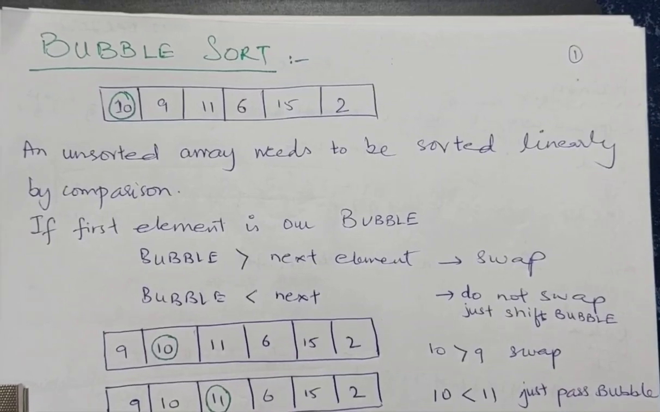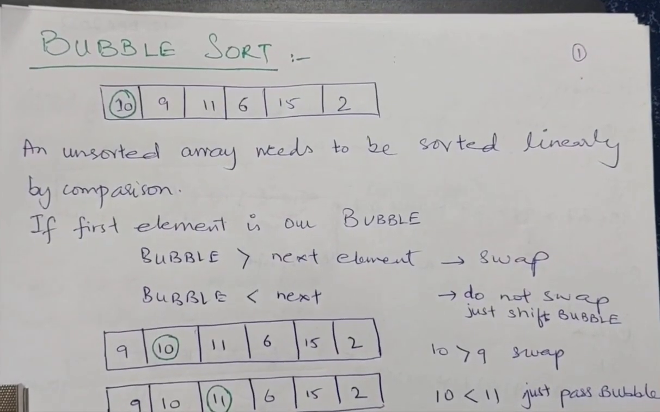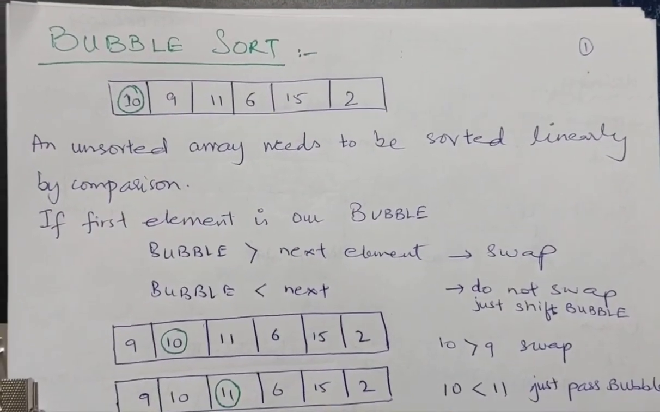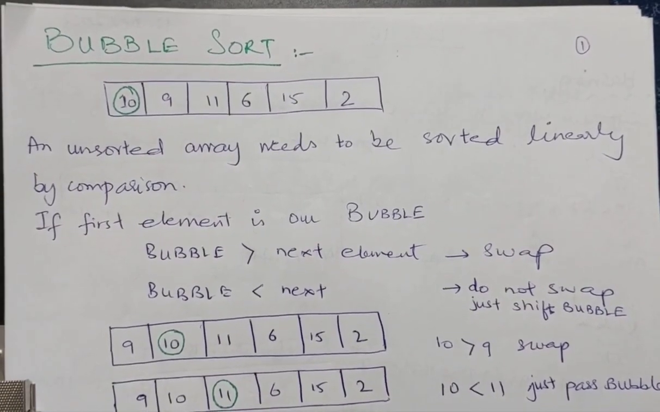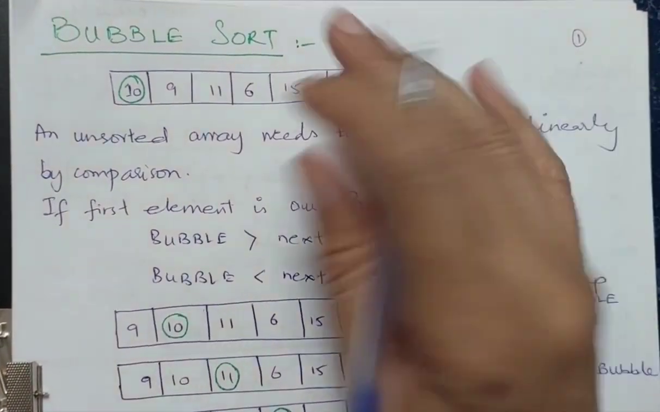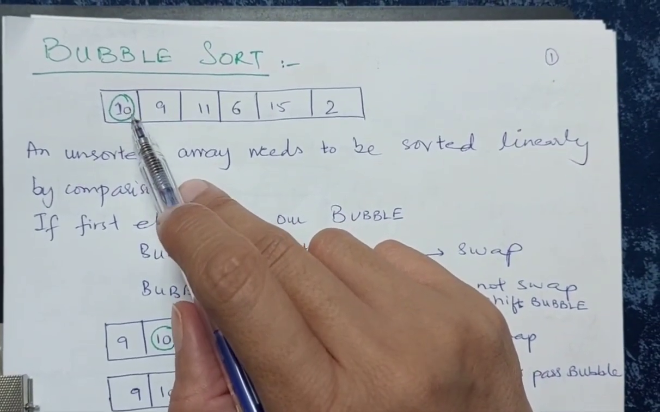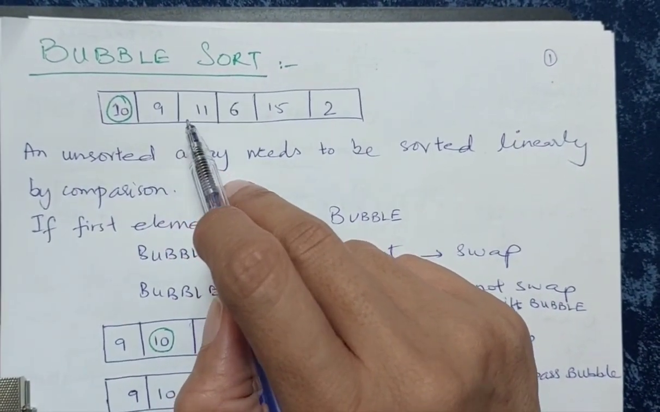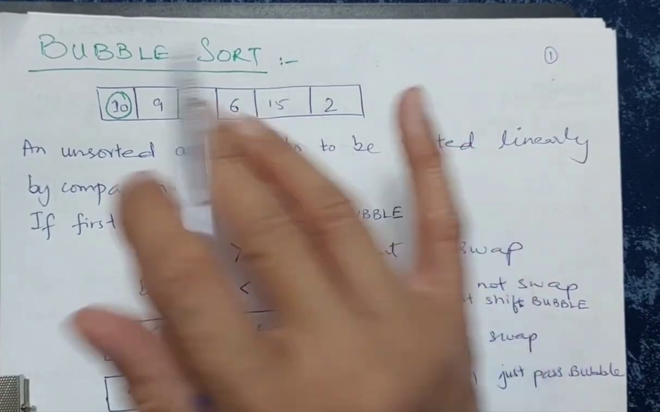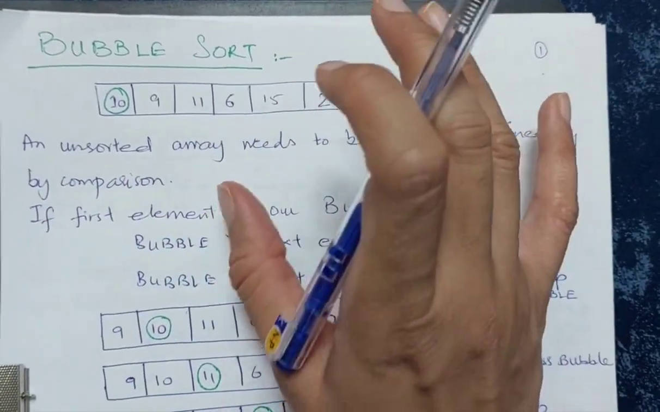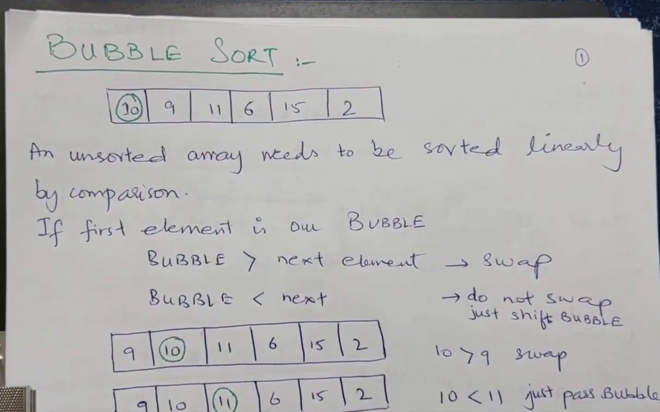Bubble sort is one of the linear sorting algorithms with the help of which we can sort any unsorted array into a sorted one. So for example, to understand this concept, we are considering this array in which we have these entries: 10, 9, 11, 6, 15 and 2. You can see that this array is not in a sorted form.